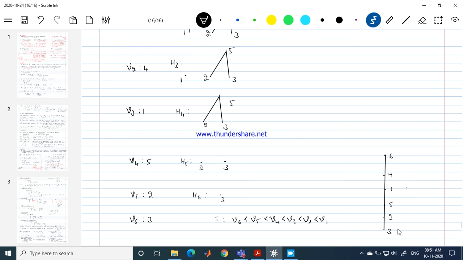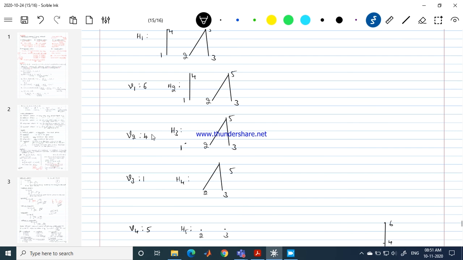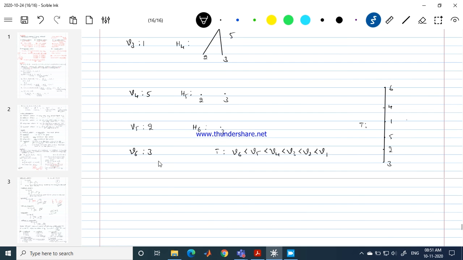And this is definitely not unique, so you know the reason. Instead of choosing 2 and 3 here, you can just choose 3 first, then 2 second, or between 1 and 4 you can choose 4 first, 1 second, like this. You have got many other choices. So this is the total order relation according to what I have chosen.